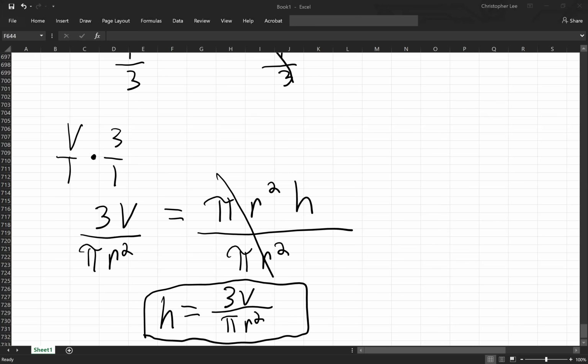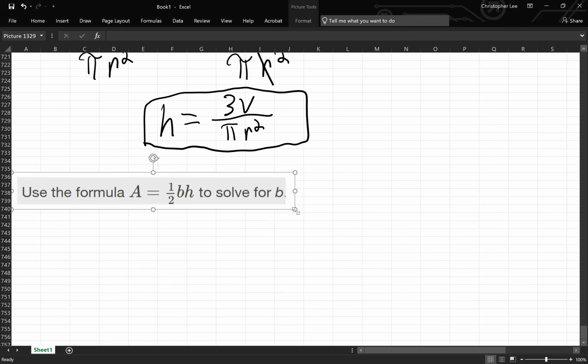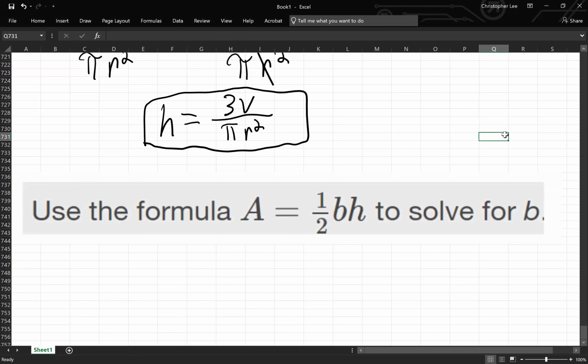Let's try another one, a little bit harder. Area formula, right? So I have A is equal to 1/2 BH. Solve for B. Give y'all a minute to try that.